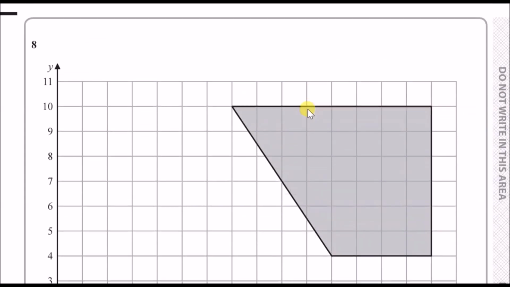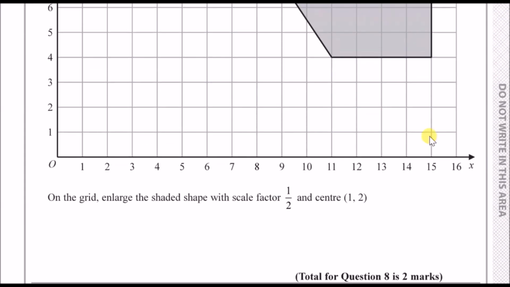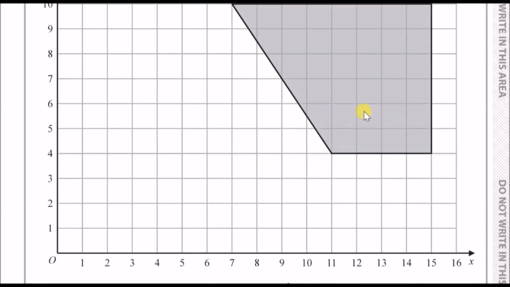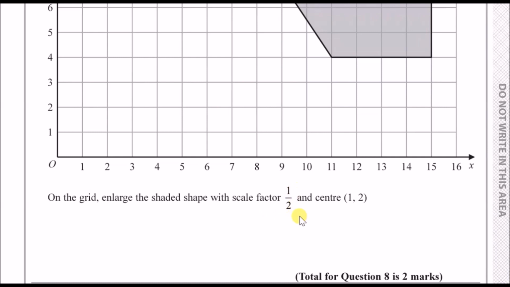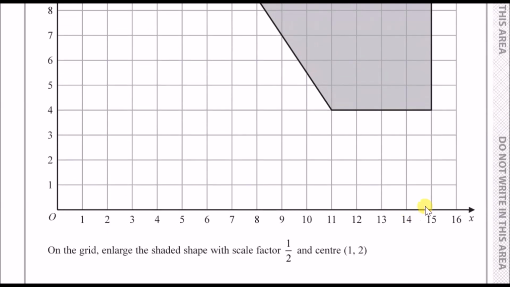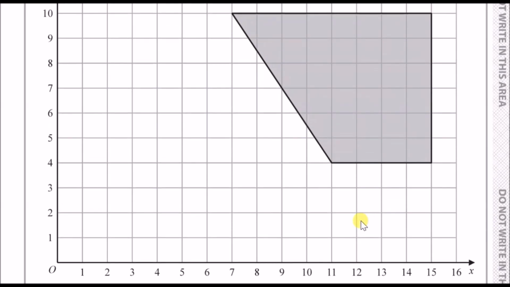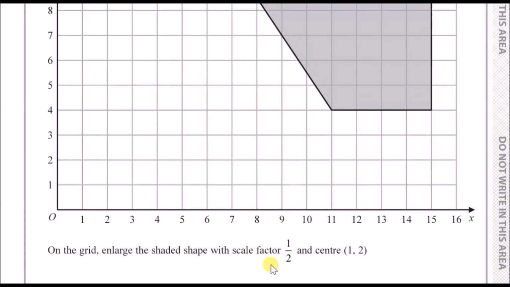Okay, number 8. So on the grid, enlarge the shaded shape, this one over here, with scale factor half and center (1, 2). Okay, so what this secretly means is that we need to shrink this by half. That's what scale factor half means. If it said enlarge this by scale factor 2, this means you've got to double it. Now the second point, the point (1, 2), is going to be your center of enlargement, the point you're going to enlarge it from.